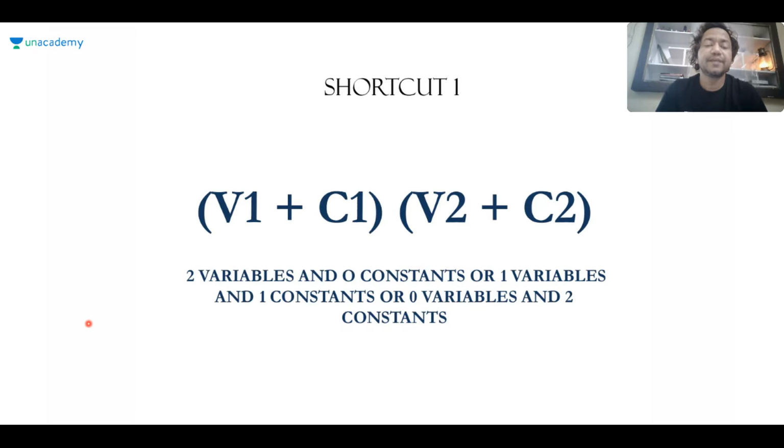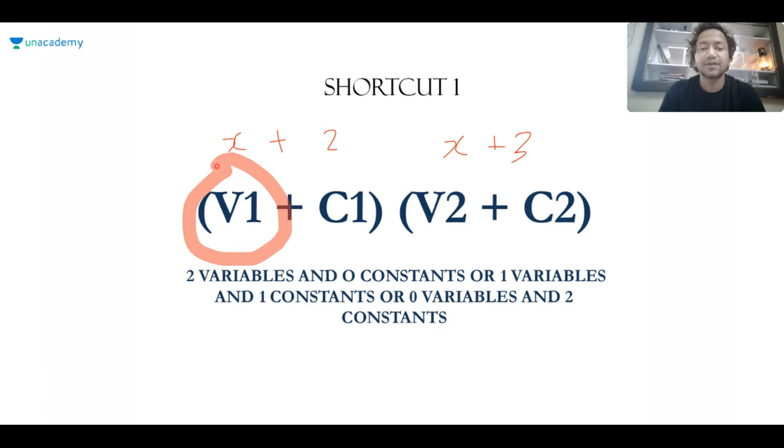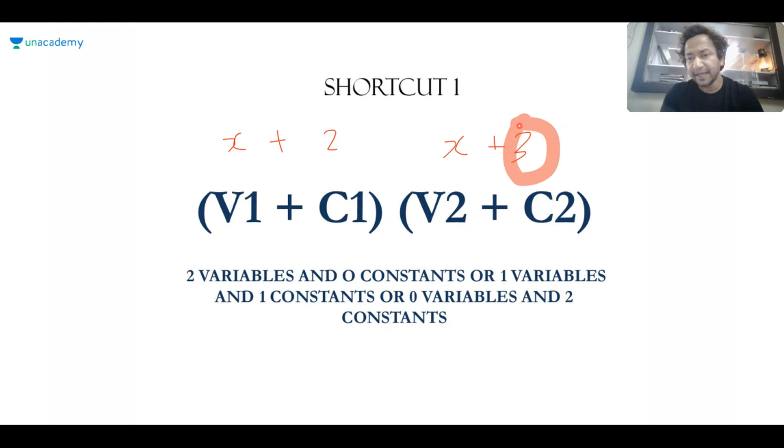V1 is variable 1, C1 is constant 1. So x plus 2 and x plus 3 was the example. Here x is variable 1 and 2 is constant 1. Here x is variable 2 and 3 is constant 2. So in order to multiply them quickly in our minds without using pen and paper, we have to make selections.